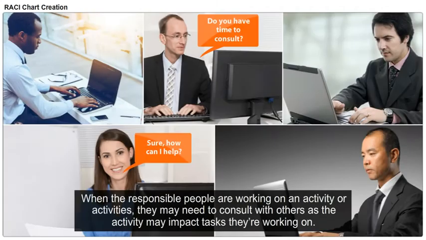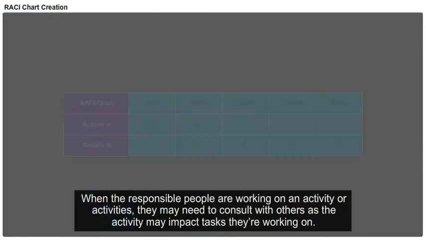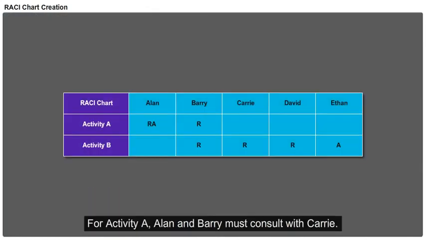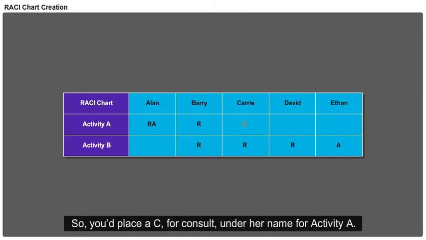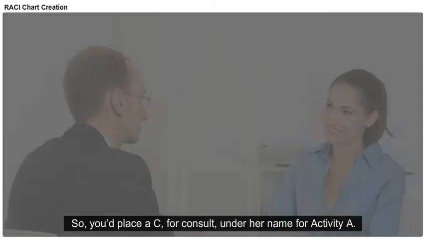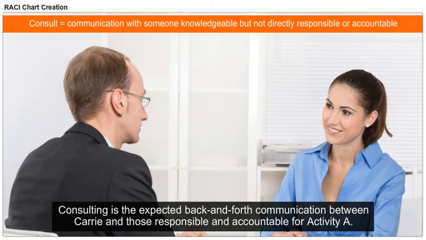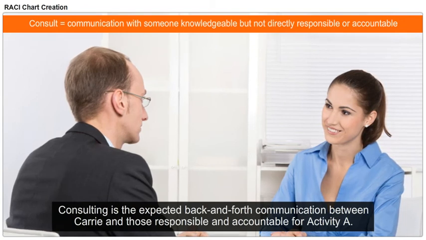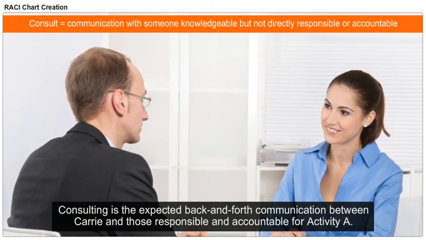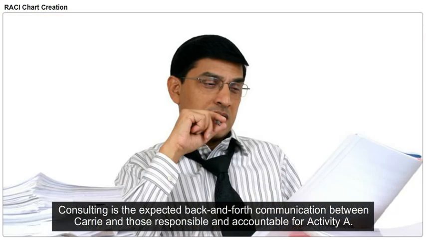When the responsible people are working on an activity or activities, they may need to consult with others as the activity may impact tasks they're working on. For Activity A, Alan and Barry must consult with Carrie. So you'd place a C for consult under her name for Activity A. Consulting is the expected back-and-forth communication between Carrie and those responsible and accountable for Activity A.